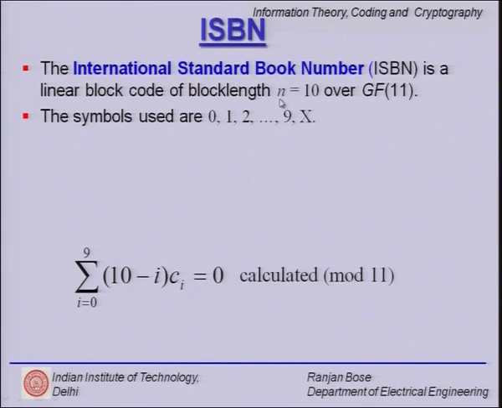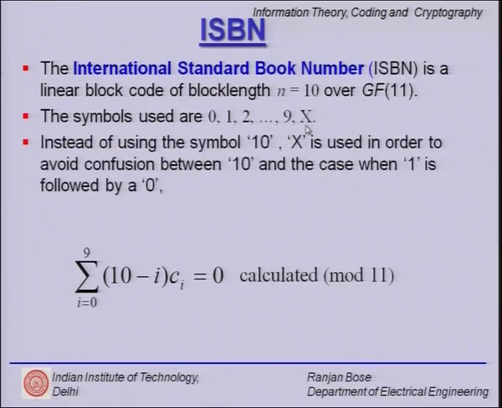How do we represent this GF 11? Because GF 11 must have 11 symbols, including 0 and 1. So, we have 0, 1, 2, 3, 4, up to 9, and I should have the 10, but 10 can be confused as 1 followed by a 0, and 1 and 0 are already valid symbols. So, we put in X. Okay. So, X represents 10.